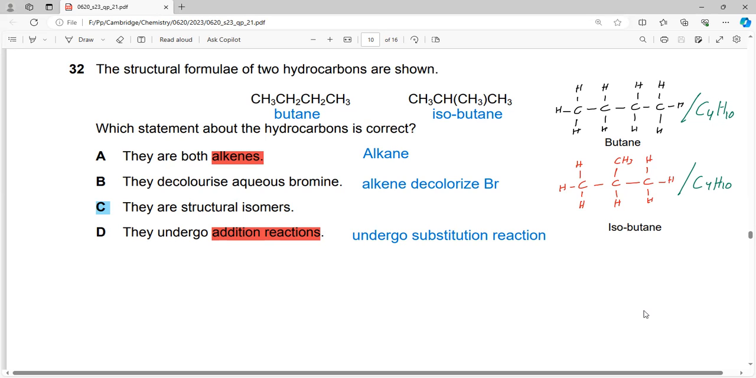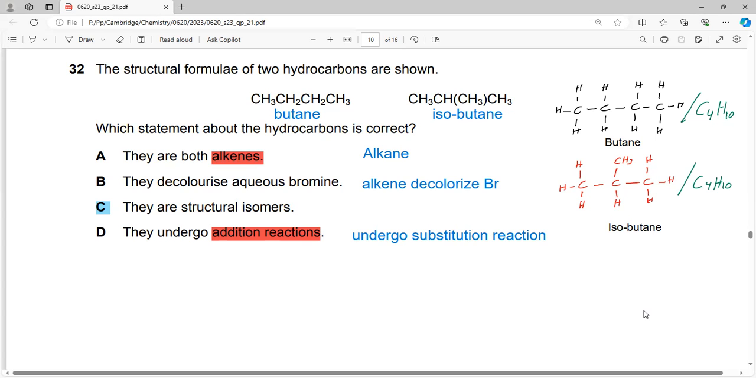What about this one? They are structural isomers. So yeah, it's the correct option. They are structural isomers. Why? Because they have the same molecular formula but a different structure. For example, at carbon number 2, you can see a branched methyl group is present. So that's why they have a structural difference.